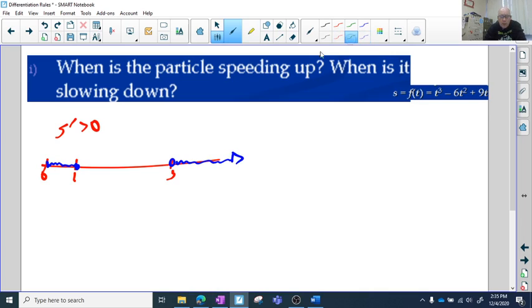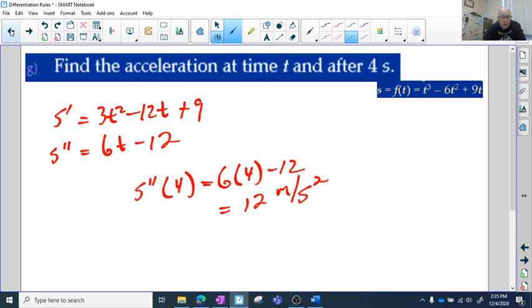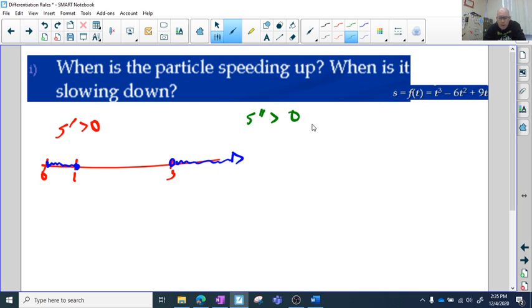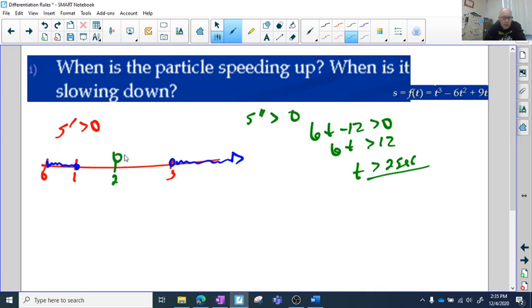Now if I look at s double prime, which is the acceleration, in order for it to speed up, the acceleration would also have to be positive. With the acceleration we just did on the prior slide, there's your function for that, 6t minus 12. So 6t minus 12 to be greater than 0 would only happen if t was greater than 2 seconds. So I'll go to my number line here. 2 would be here somewhere. Greater than 2 seconds. Looks like that.